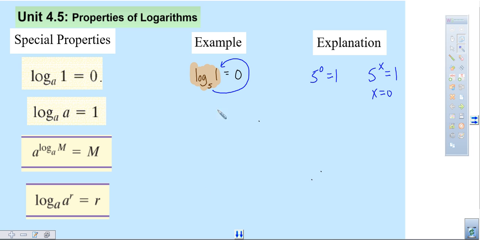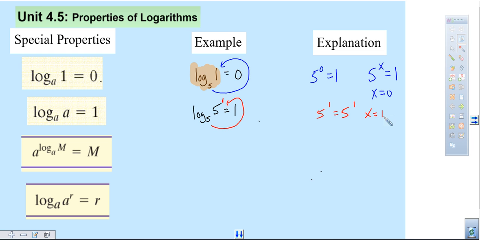On the second one, we have log base 5 again, and our argument is 5. If our base and our argument are equal, then the answer is 1. The reason this works is because that is the exponent. I like to think of this one as dropping the base and the argument if they're exactly the same, and my exponent is the solution. In reality, we say 5 to the first power is equal to 5, so x is equal to 1.